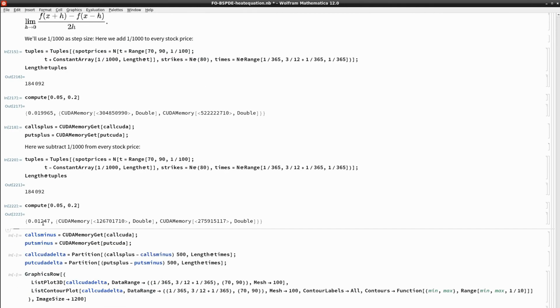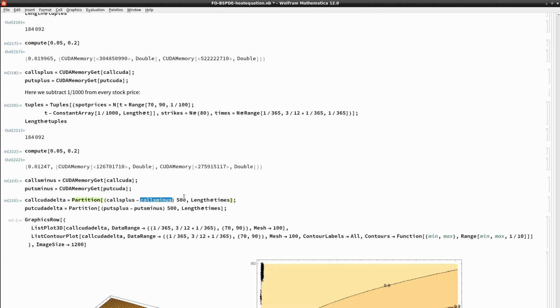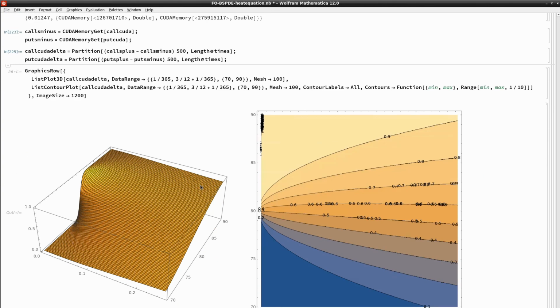Let's compute it. It took 12 milliseconds. Let's retrieve the data and store away in calls minus and puts minus. So now let's compute the actual deltas, and I store them away in call CUDA delta and put CUDA delta. So this is calls plus minus calls minus, just like we have here. We have a step size of 1 over 1,000. 2 times that is 2 over 1,000, and instead of dividing by 2 over 1,000, I can simply multiply with 500.